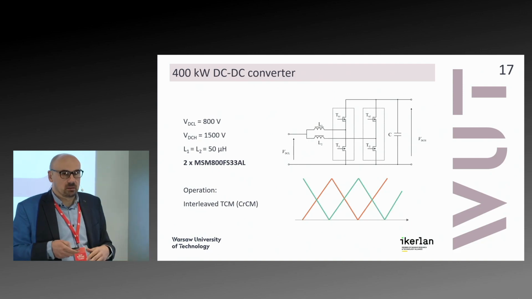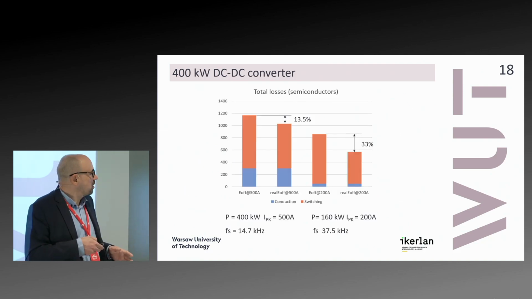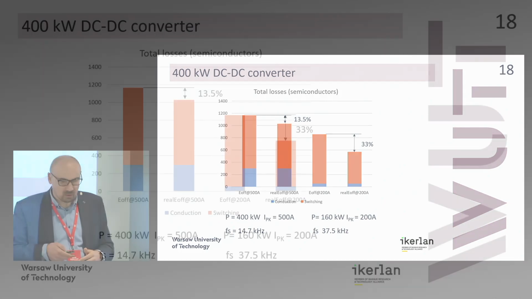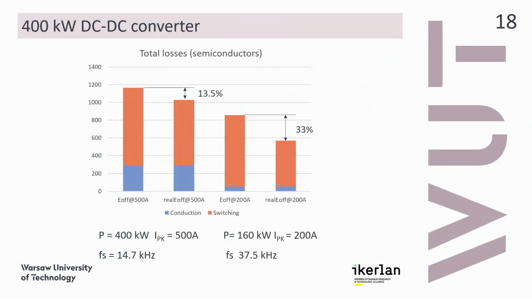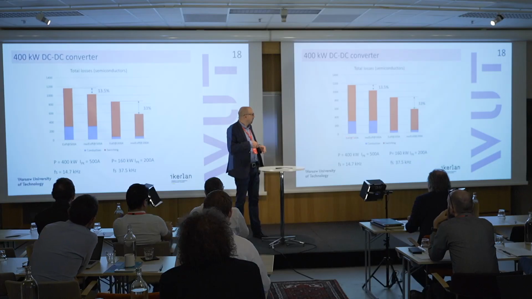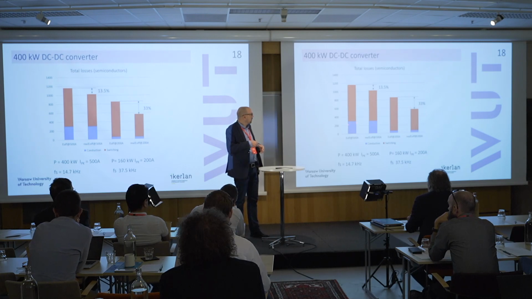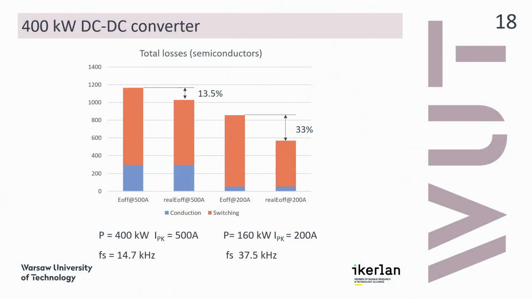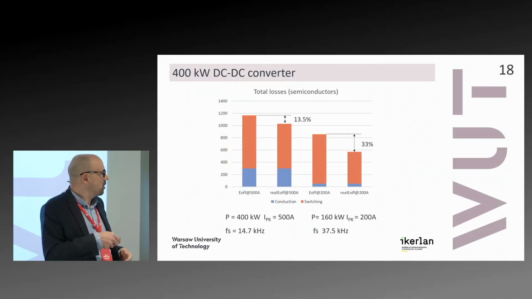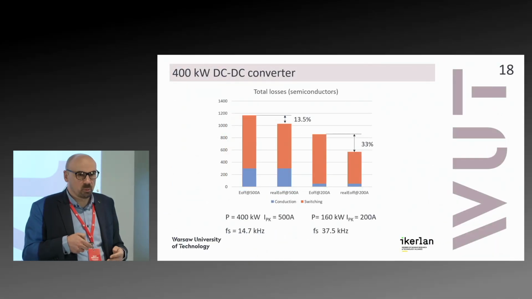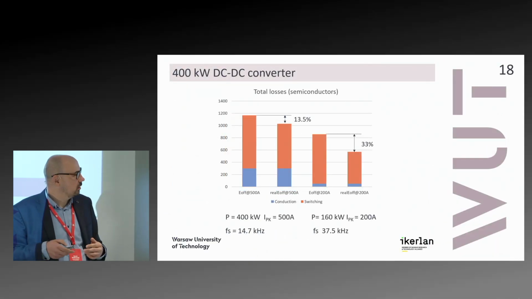But we are not going to talk about this converter. Let's have a look at the loss. So basically, this bar is EOF calculated for 500 amps for the nominal power. The blue is the conduction, and this bar is switching. And when I use EOF, according to my estimation, I have a 13.5% difference.